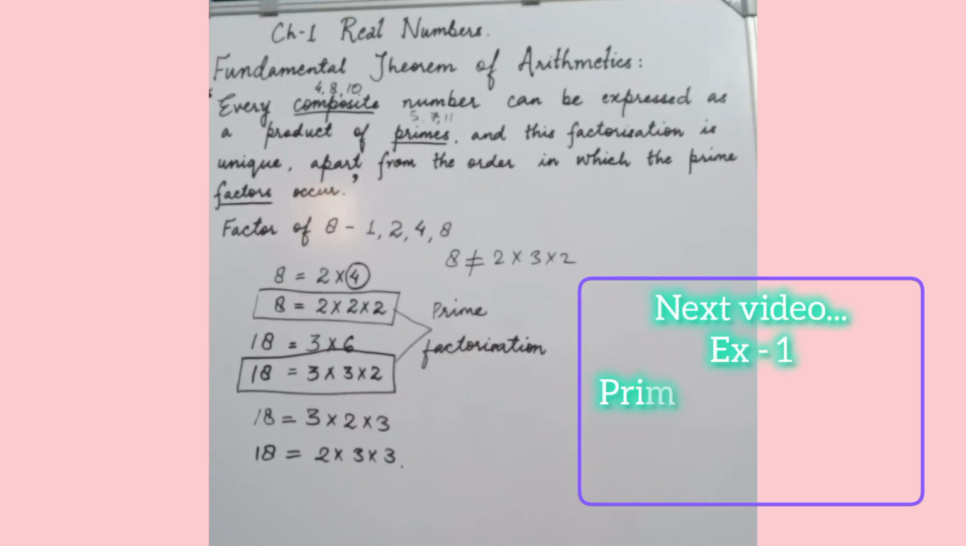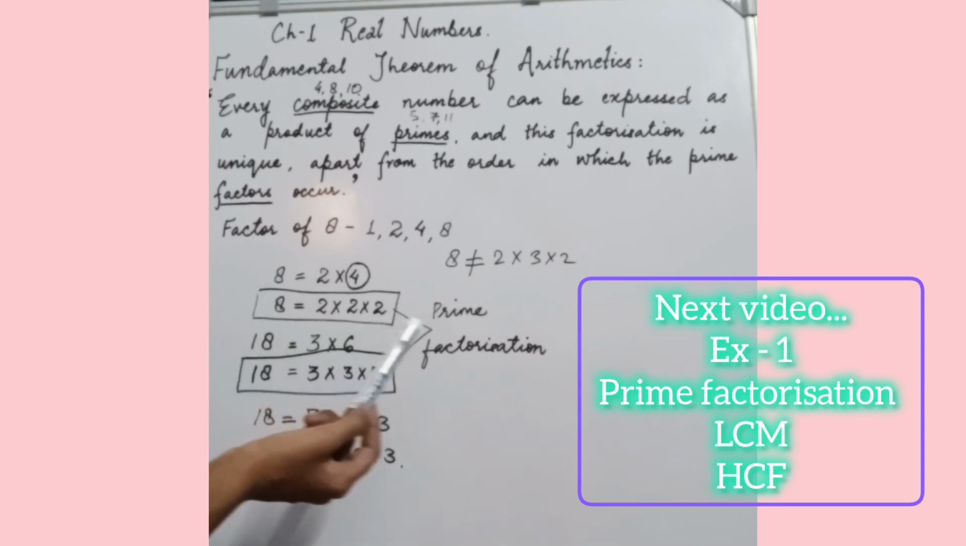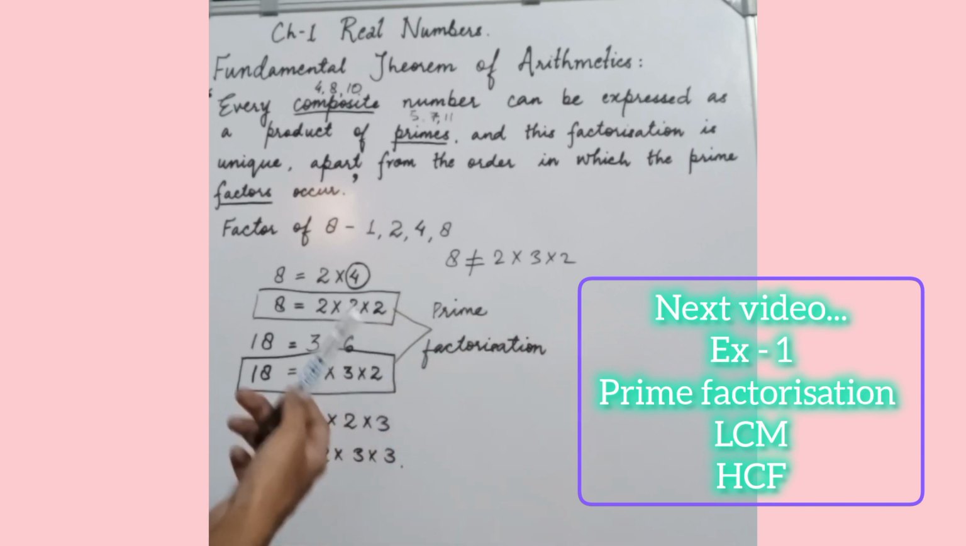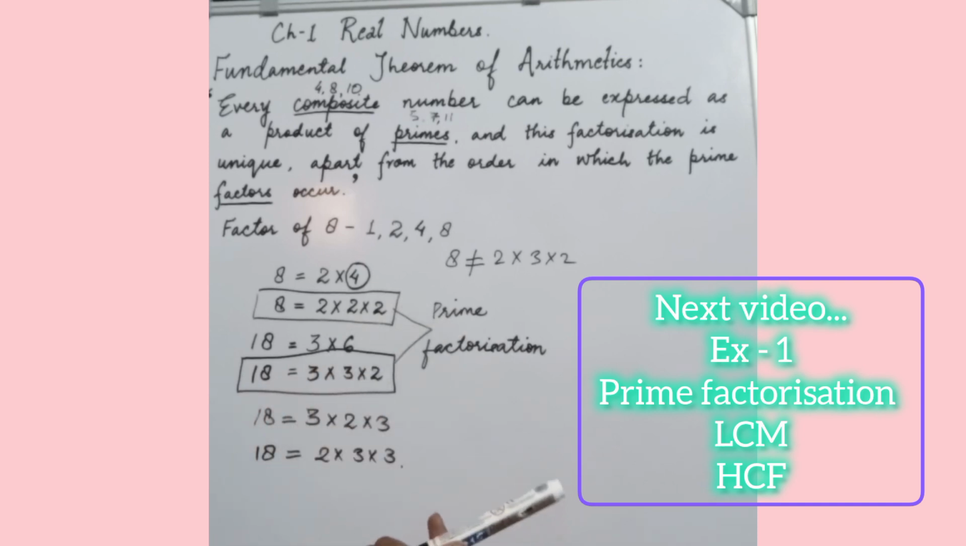In the next video, I'll explain how to find the prime factorization of big numbers. Like in this example, we have very easily written the prime factorization of 8 and 18. But what about big numbers like 156, like 10,892? How to find the prime factorization of big numbers? That we'll understand in the next video.